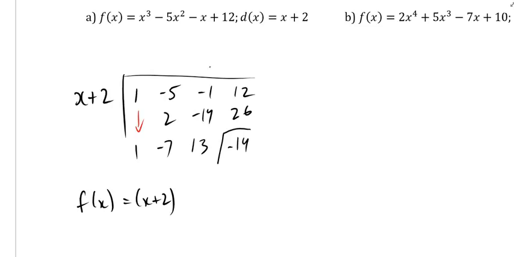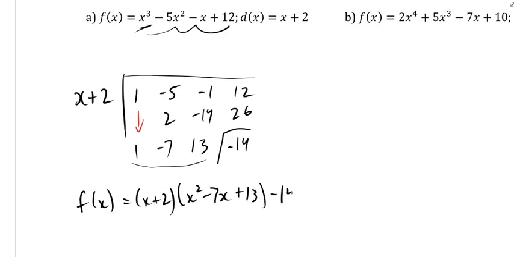And then see how it started with x cubed, which will have 4 terms. Even if one of them is a 0, it's got 4 terms. And then this will always have 3. So it's x squared, x, and constant. So this is 1x squared minus 7x plus 13. And the minus 14 at the end that I blocked off, I blocked it off for a reason because it's the remainder.